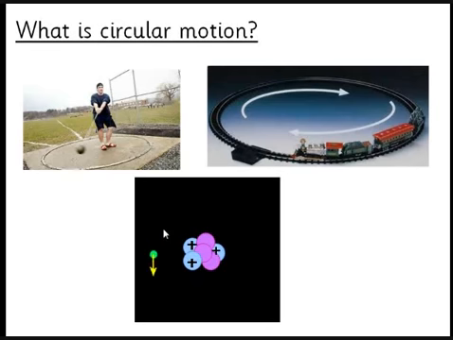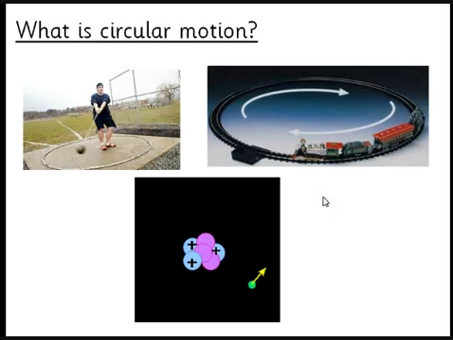Okay, so what is circular motion? Any of the images that you can see on screen, whether it be someone throwing a hammer in a sporting event, or a train going around a track, or something that you will not be able to see, but an electron orbiting a nucleus of an atom. All of these things are travelling in a circle. So quite simply, what is circular motion? It is an object that is moving in a circle.